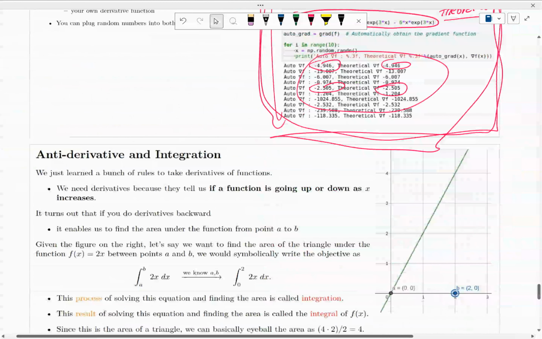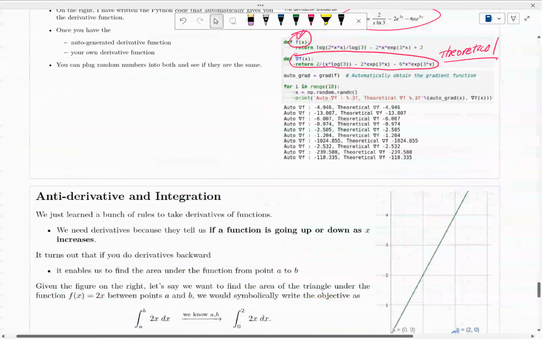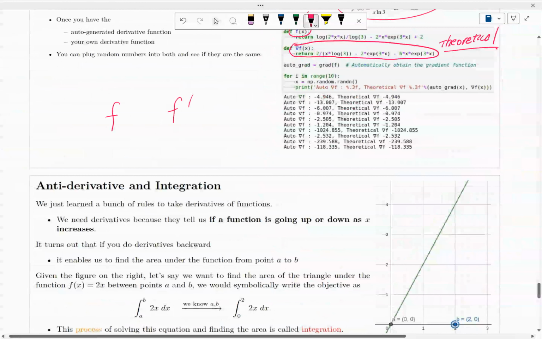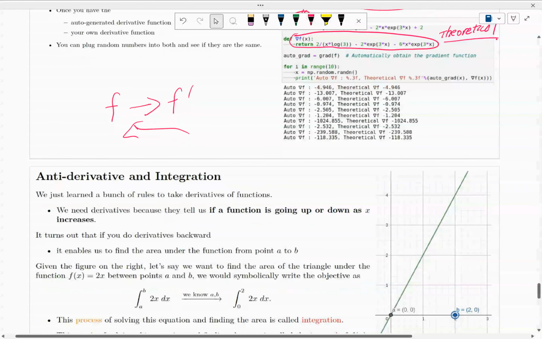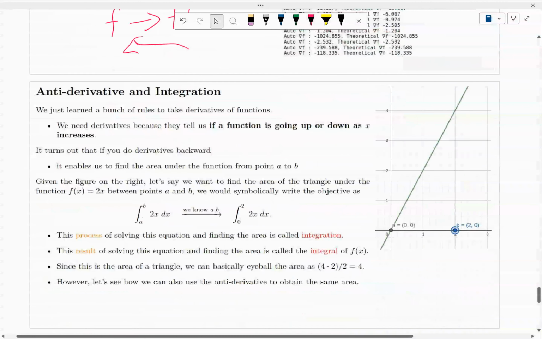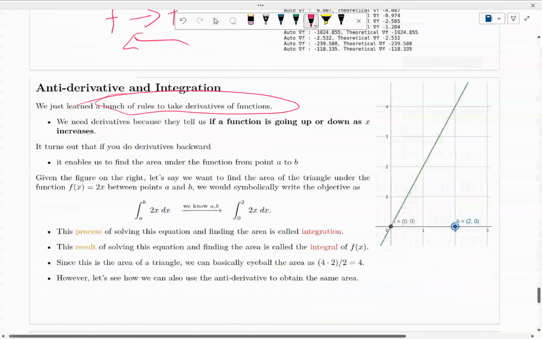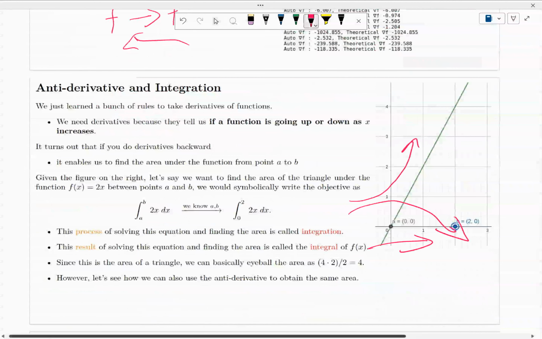Now, with the derivative, you go from f to f prime. There's another thing called the antiderivative, where you're going kind of backwards. You're doing the backwards of the derivative. We learned a bunch of rules to take the derivative because we want to know if the function is going up or going down as x increases. So that's the reason.